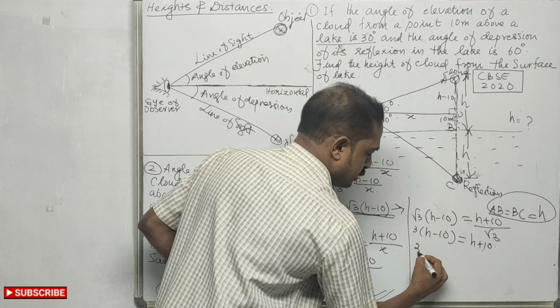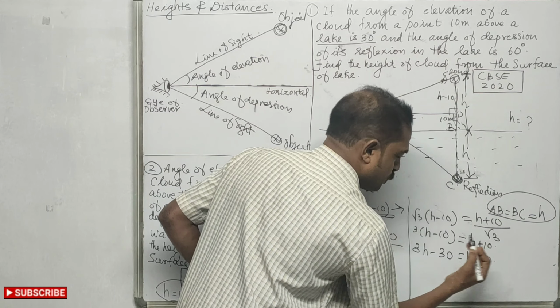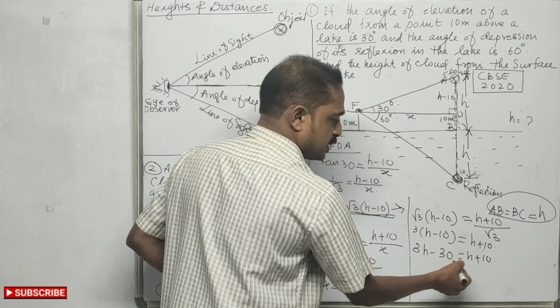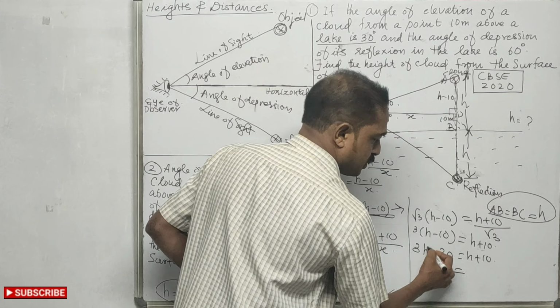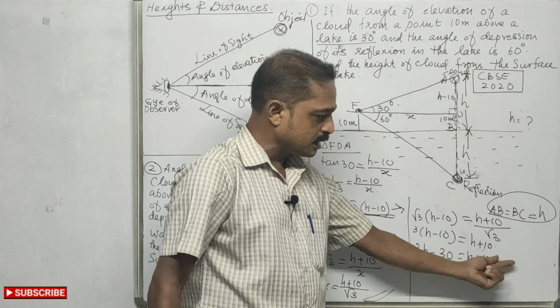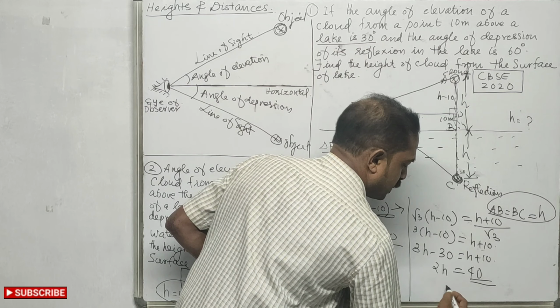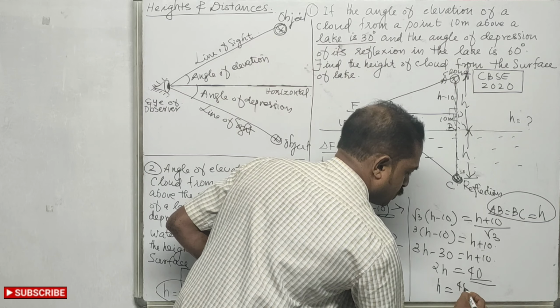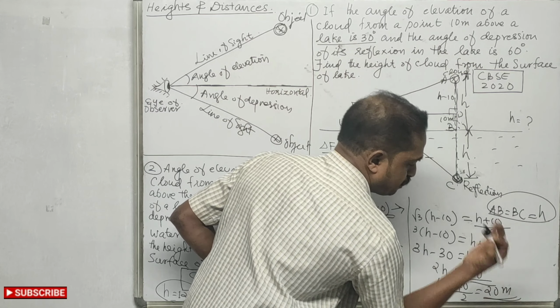So what is this? 3H minus 30 is equal to H plus 10. Transposing this plus H to the left hand side, 3H minus H, that is 2H. 2H is equal to, transposing this minus 30 to the right hand side, it becomes plus 30, that is 30 plus 10, 40. 2H is equal to 40. Therefore what is H? H is equal to 40 divided by 2, that is H is equal to 20 meters.